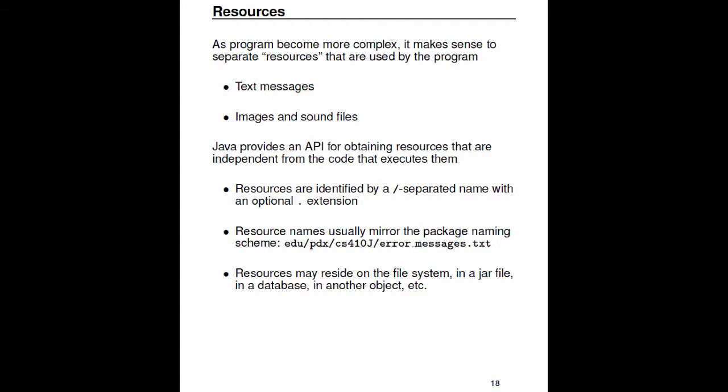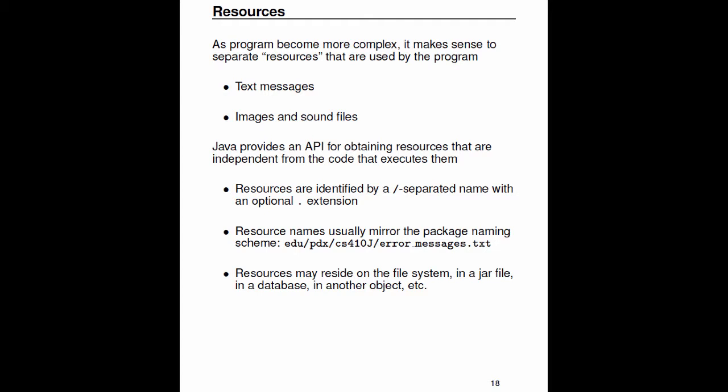You can use a resource to store these. Also, things that can't be encoded, or at least not easily encoded, inside source code, things like images and sound files. So there's this API that's available for obtaining resources that are independent from the code that executes them. So they're not part of the source code. Instead, they're referenced by the source code and then used in some way. A resource is a lot like a class because it's actually implemented using the same underlying mechanism. A resource is identified by a name, and there are slashes between parts of the name, and there is an extension, so something like .txt or .properties.